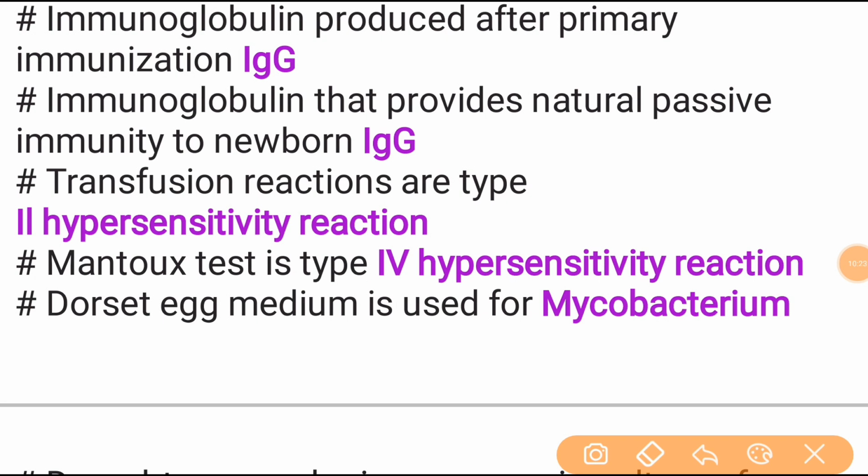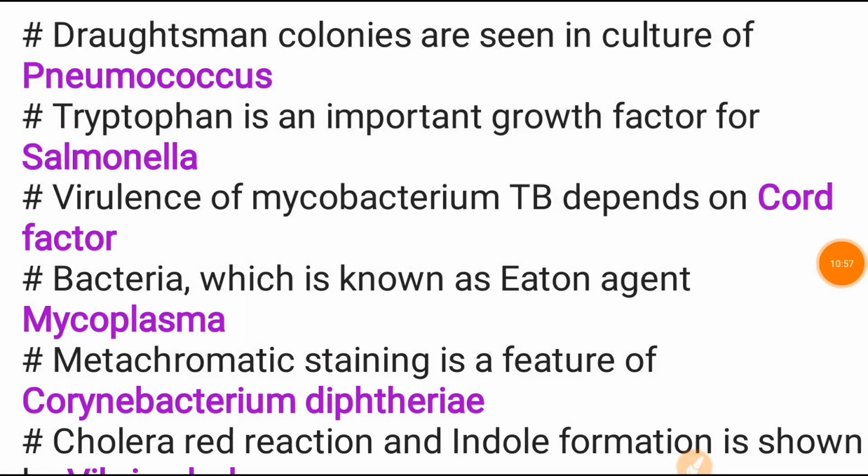Transfusion reactions are type 2 hypersensitivity reactions. Montoux test is a type 4 hypersensitivity reaction. Type 4 hypersensitivity reactions include leprosy and Mycobacterium tuberculosis. Dorset egg medium is used for Mycobacterium. Draughtsman colonies are seen in culture of pneumococcus.